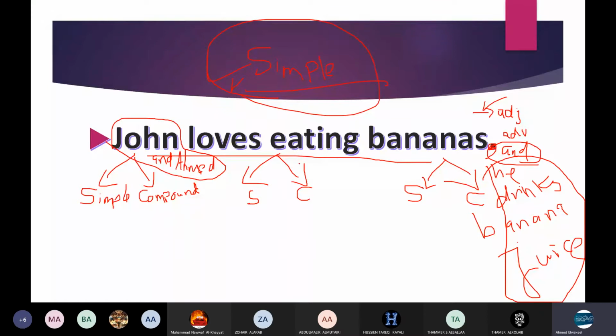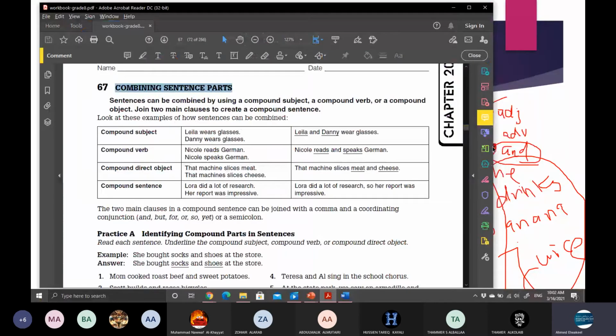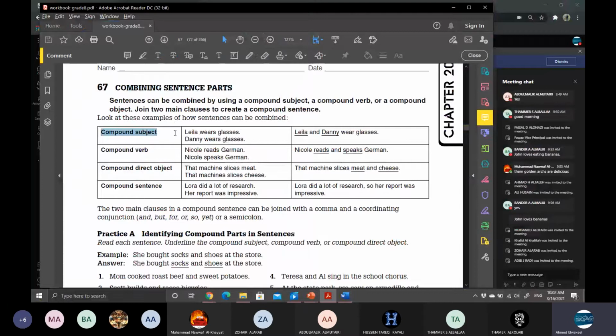We can say that they love eating bananas, so that's a simple verb. We can say that they love eating banana and they drink banana juice. So I have a compound verb and can also have a compound direct object. And I can even add another independent clause using a coordinating conjunction along with the comma to make the compound sentence. So we were speaking about how to combine the sentence parts using the compound subject, compound verb, compound direct object, or even making a compound sentence.